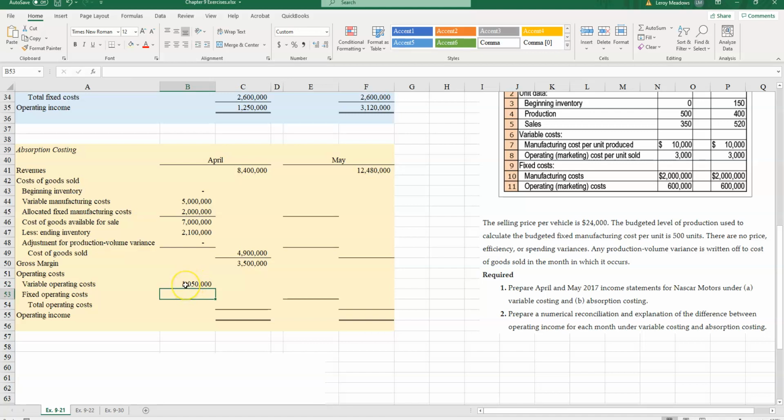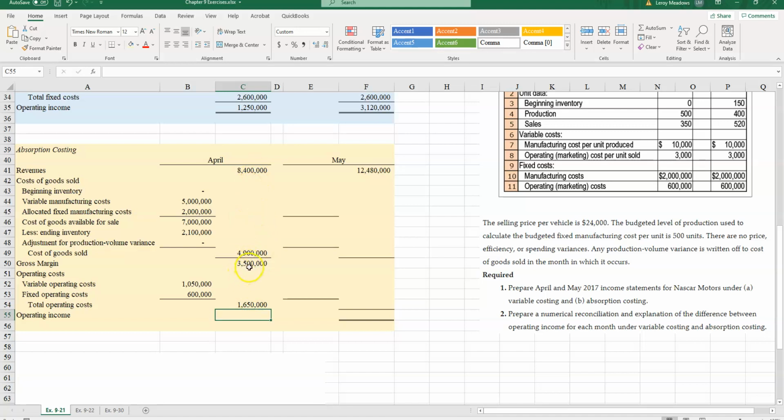And what were my fixed operating costs? My fixed operating costs were $600,000. So what were my total operating costs for the period? Because again, remember, we separated product up here, and now we're doing our period costs. So my period costs are what? $1,050,000 plus $600,000 gives me $1,650,000.